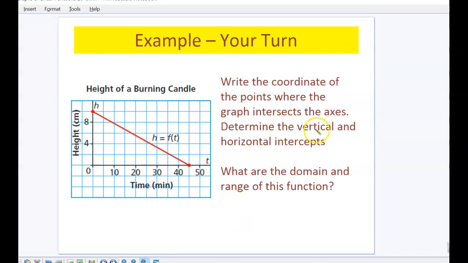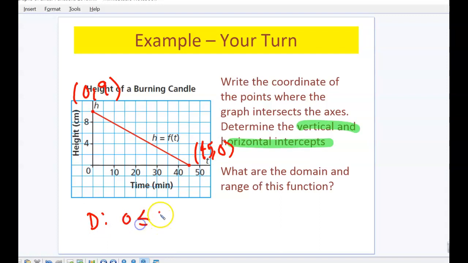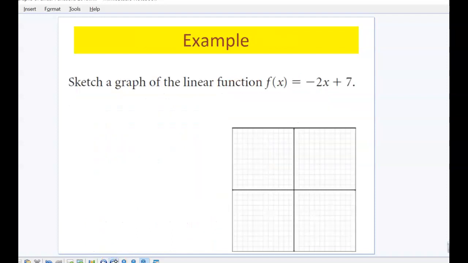Okay, we want to look for the vertical and horizontal intercepts. Right here I have an intercept of (0, 9), and here I have an intercept of (45, 0). And my domain is going to be 0 ≤ t ≤ 45. And my range is going to be 0 ≤ h ≤ 9. So the intercepts really help me with my range and my domain.